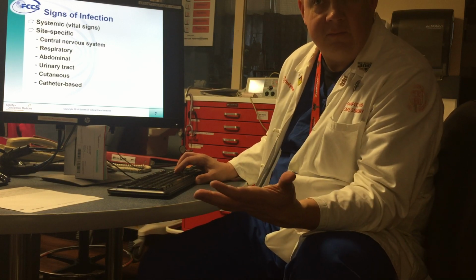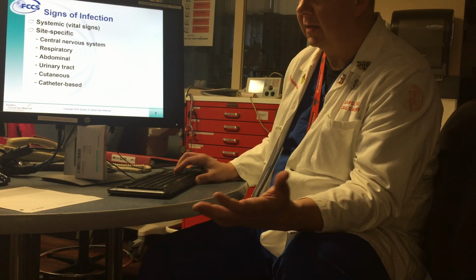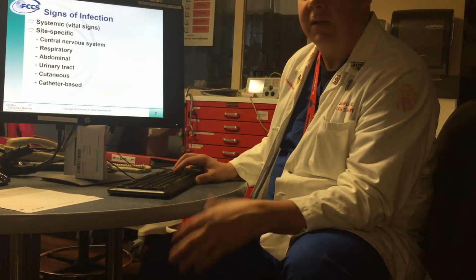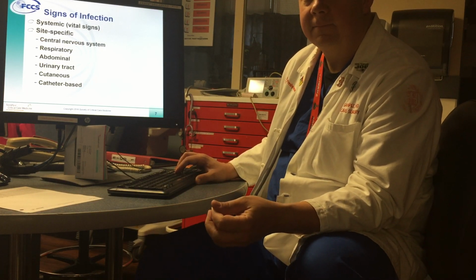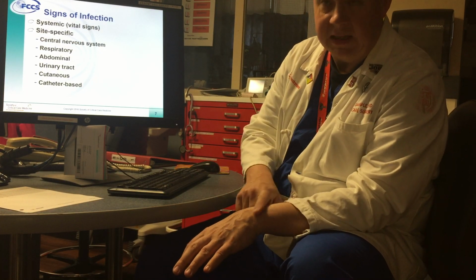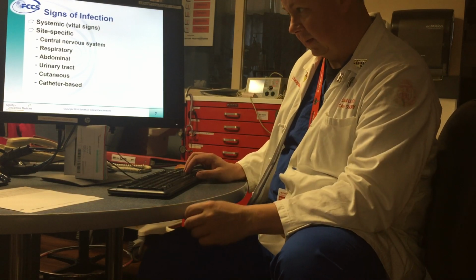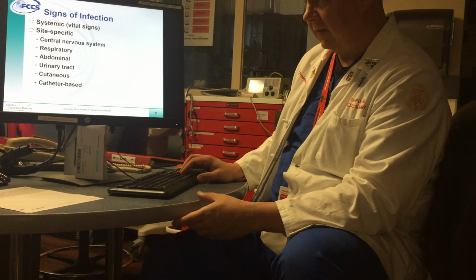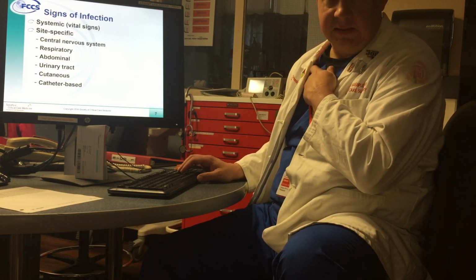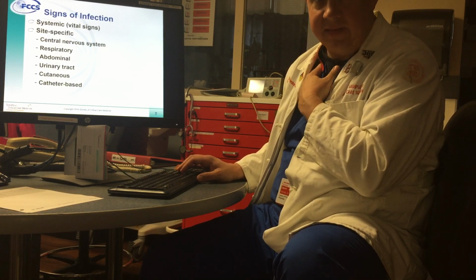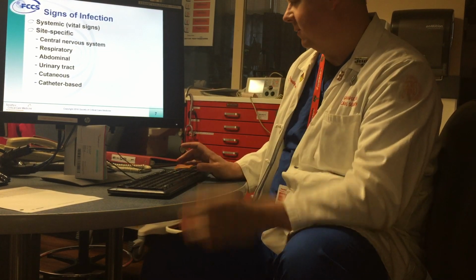Cutaneous infections are, I won't say relatively easy to diagnose, but from the outside you can see what? What do you see when somebody has a cutaneous infection? You see cellulitis, like redness, heat, that sort of thing. And for catheter-based infections, a lot of times where the exit site of the catheter is, it's red, it's inflamed, there's pus draining from around it.